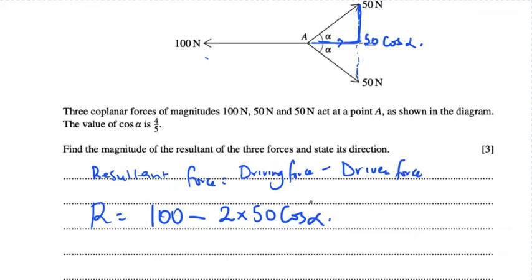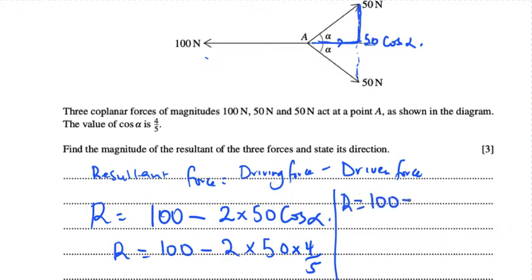Since they have told us the value of cos alpha, R will be 100 minus 2 times 50 times 4/5. So when you simplify that, you get 100 minus, this is 10 times 4 is 40, times 2, 80.